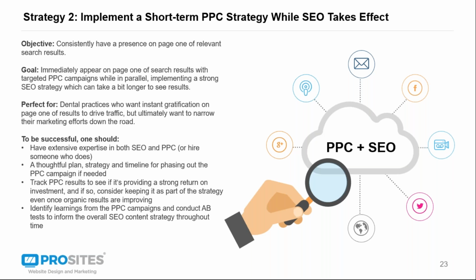The goal is to immediately appear on page one of results with targeted PPC campaigns, while in parallel implementing a strong SEO strategy, which can take a bit longer to see results. So basically, as your SEO is working and generating results, because it does take so long, you can supplement by just targeting through PPC.